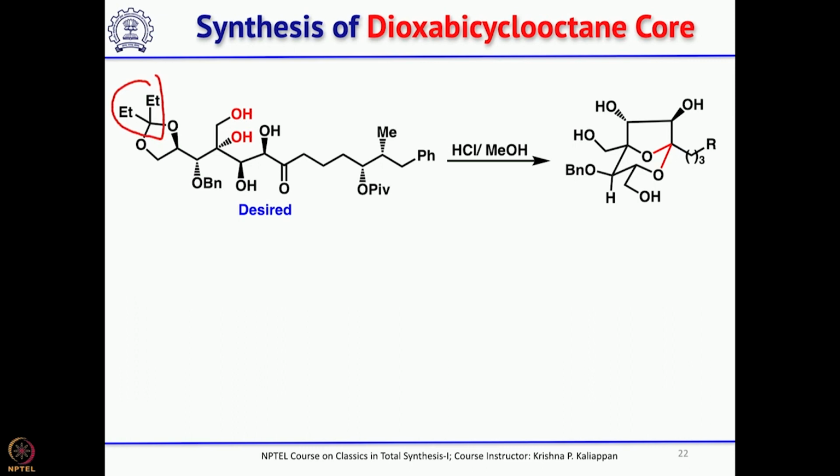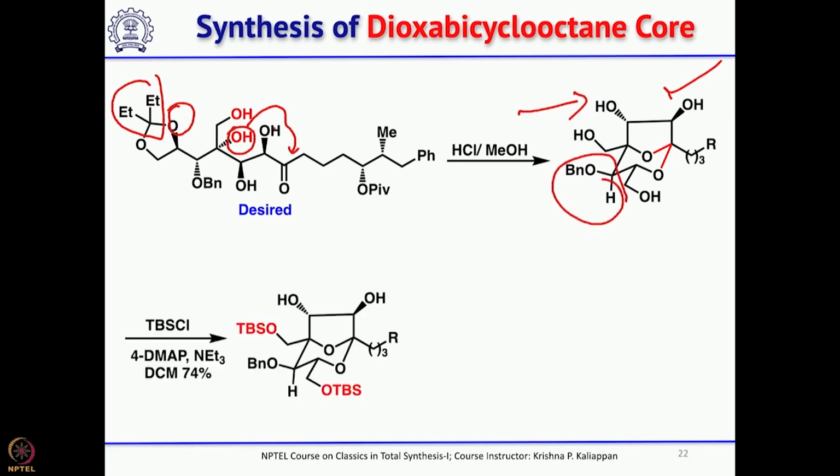That will form a diol, and this hydroxyl will form a ketal with this carbonyl group to give this product. Now you can see the core structure of Zaragozic acid is formed. So what needs to be done? You have to attach the side chain at this carbon, and also selectively you have to remove this and then functionalize. These are 2 additional things to be done.